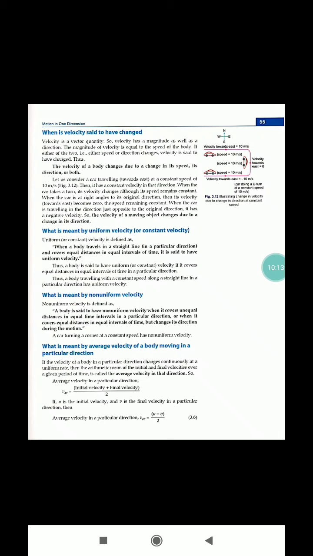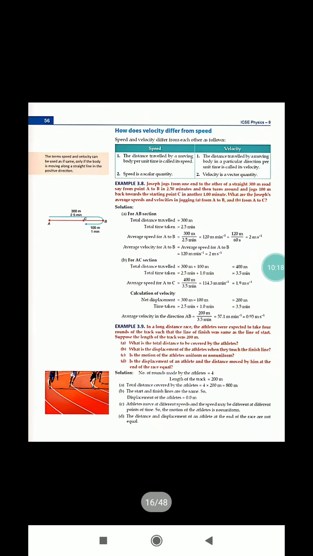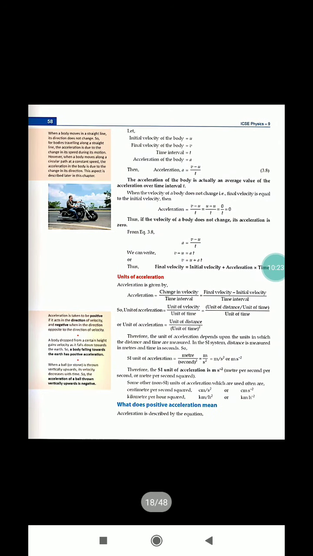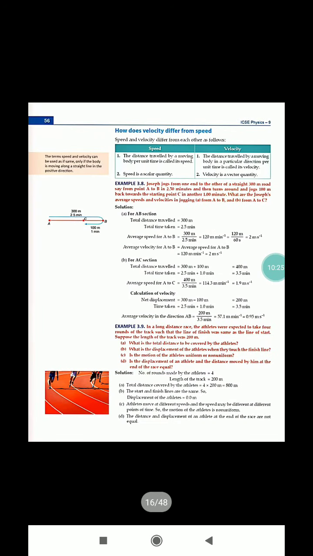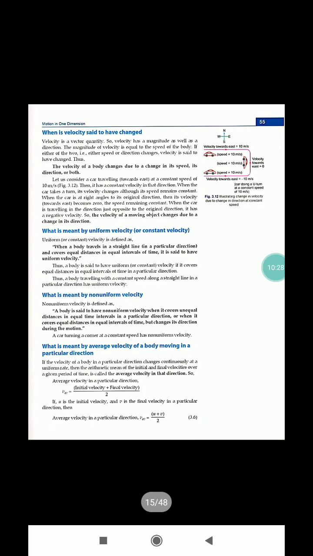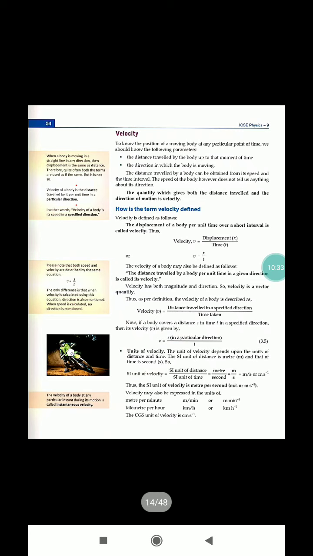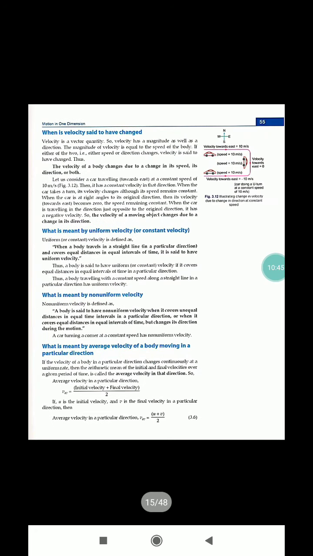Now we will move to instantaneous velocity. It is not in your syllabus, but I will say a few words about it. For a body moving with variable velocity, the velocity of the body at any instant is called instantaneous velocity. Now average velocity, it is there in the syllabus.